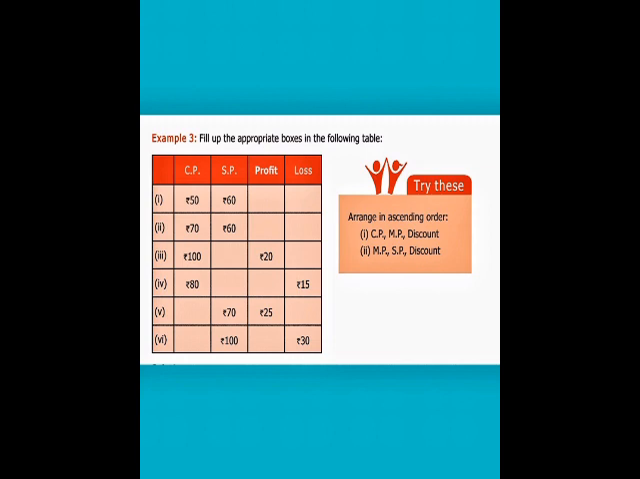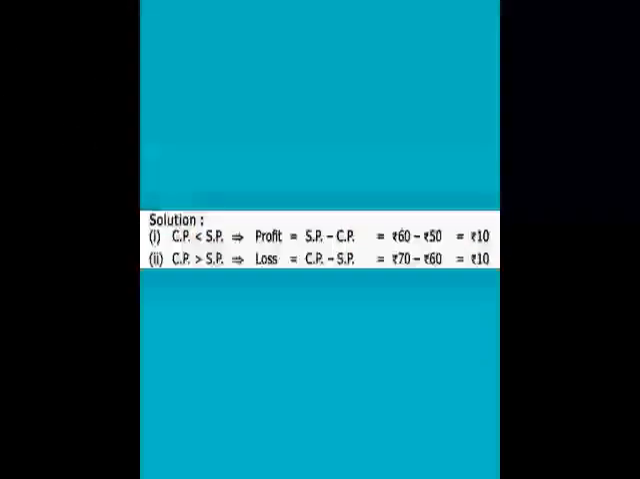First one, see the numbers 50 and 60. Which one is greater? Selling price is greater. If the cost price is less than the selling price, there is a profit. So what is the formula? We know profit is equal to selling price minus cost price, which is equal to 60 minus 50. That is equal to 10.